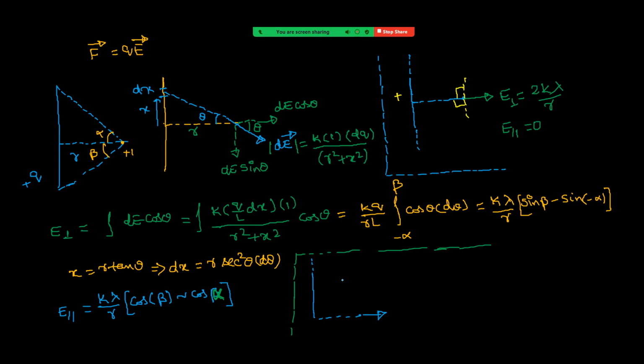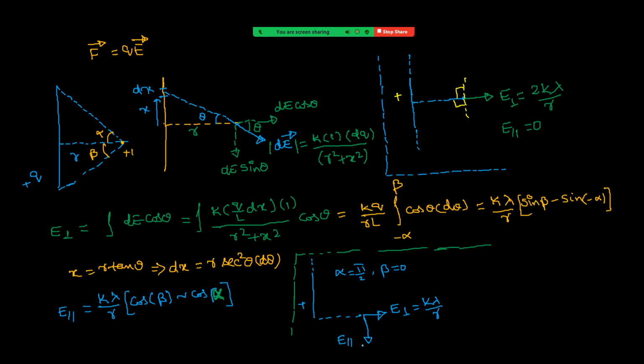So here, coming to the alpha value, alpha becomes 90. Beta becomes 0. Therefore E normal becomes K lambda by R. Since this is a positive charge and this is a unit positive charge, there will be one more component. It is now like this. This is E parallel.